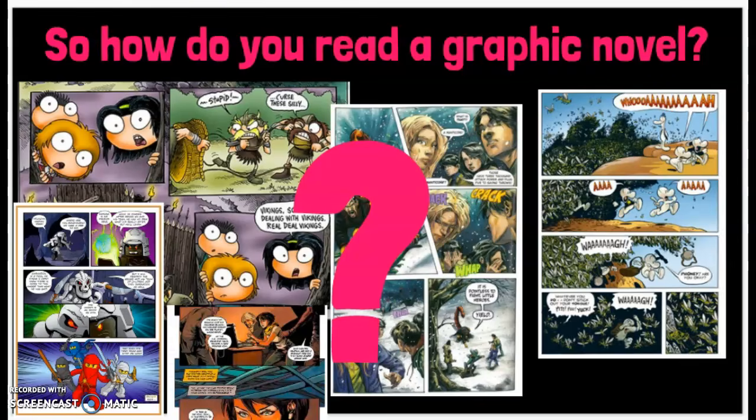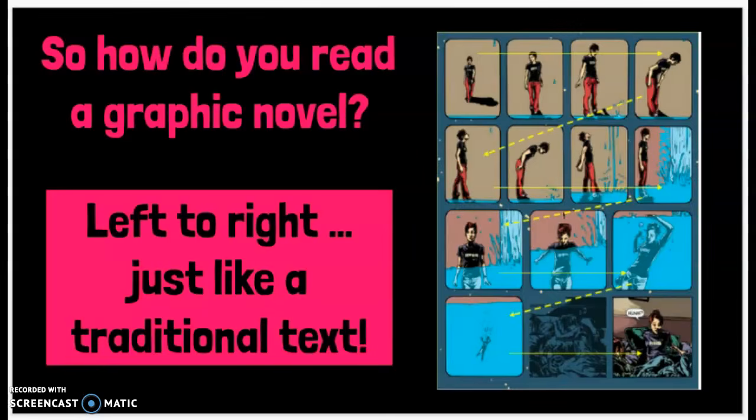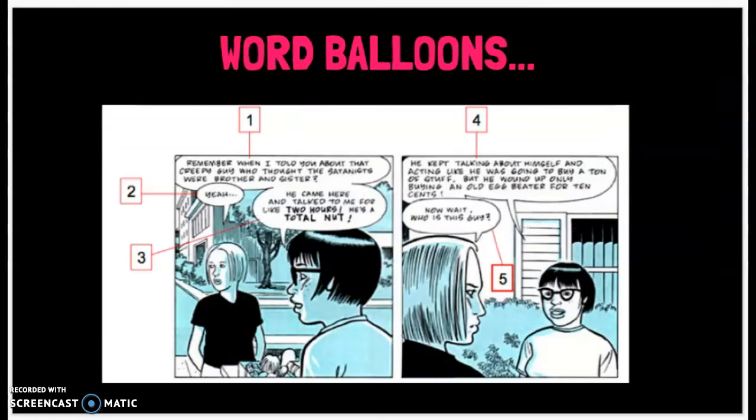So now, how do you read a graphic novel? You read a graphic novel left to right, just like a traditional text. So here, if we were reading this part of a page, we go top, left to right. So we go 1, 2, 3, 4, 5, and then top to bottom. So left to right, top to bottom in each box. 1, 2, 3, 4, 5.